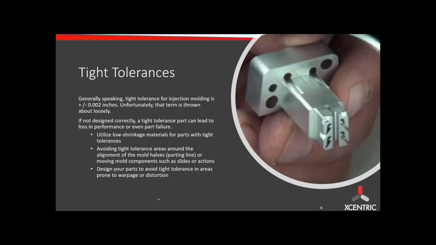Other things to think about if you have tight tolerances: try to avoid tight tolerances in areas around alignment of the mold halves, like the parting line that Orv had mentioned, or areas where you're going to have actions or slides. Those areas can be finicky and tough to control. And then obviously, design your parts in a way to keep those tight tolerance areas off of sidewalls that are prone to warp or pull in, that are unsupported, or easily distorted, which we'll get to a little bit further on.